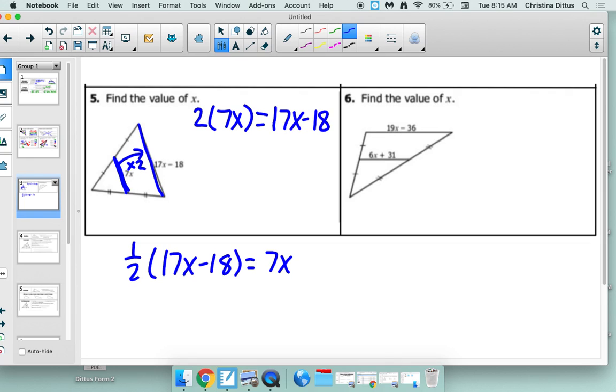Alright, so 2 times 7 is 14. So 14x equals 17x minus 18. I'm going to subtract the 14x and then add the 18. And then you get x to be 6.